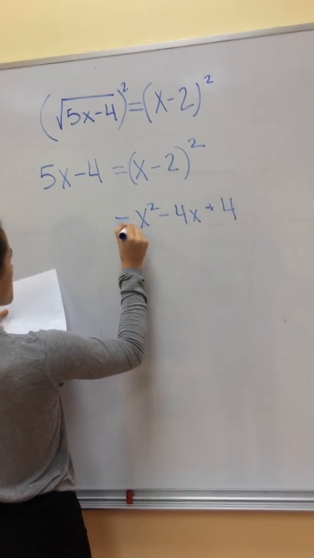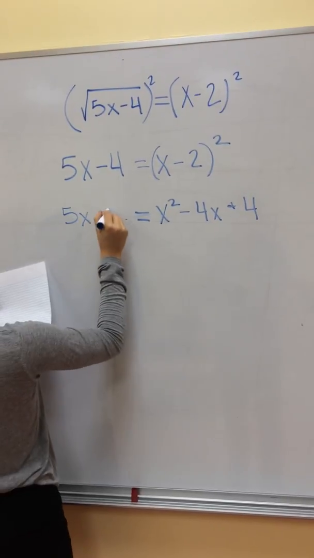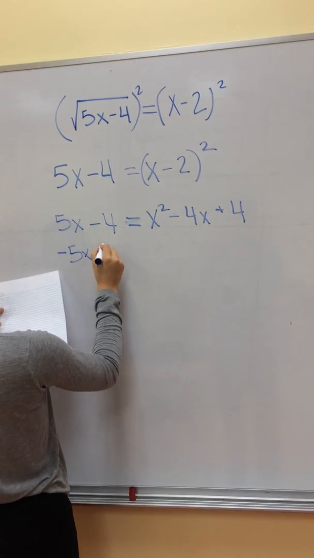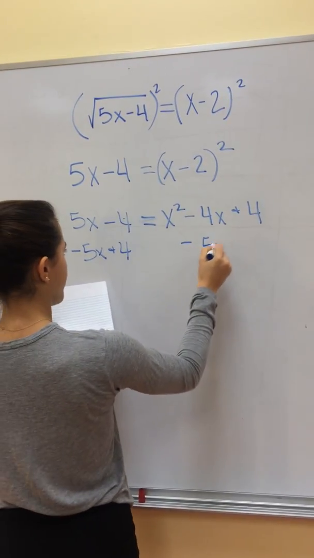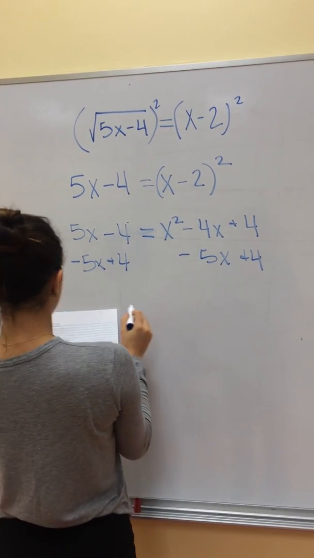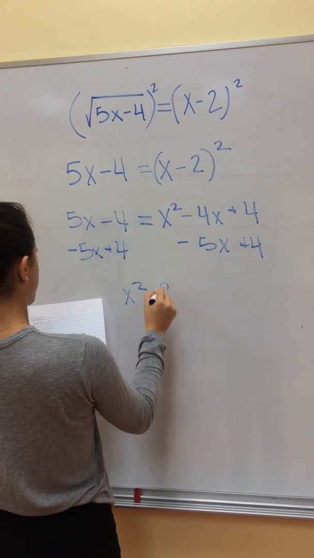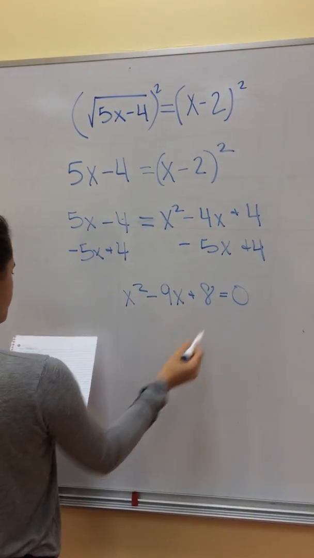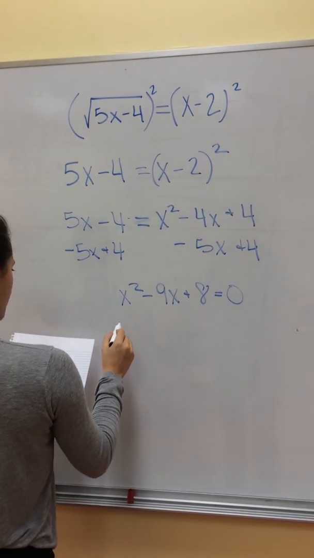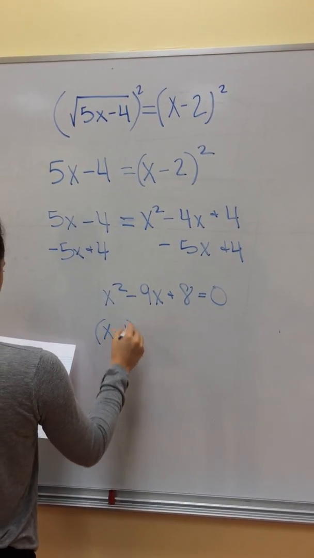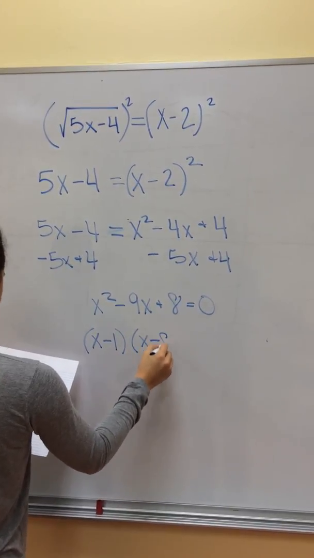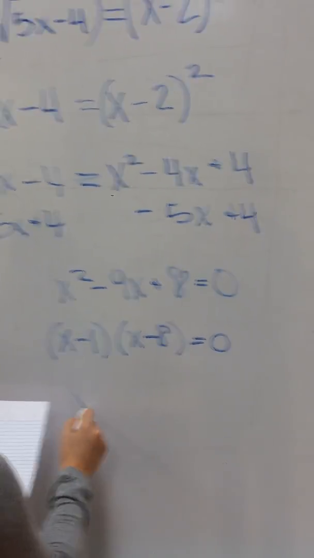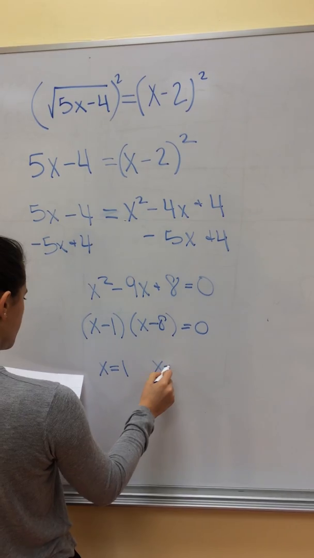equals 5x minus 4. Simplifying, you subtract 5x and add 4. Minus 5x plus 4, it gives you x squared minus 9x plus 8 equals 0. To solve for this, you do key number and you get x minus 1 and x minus 8 equals 0. And you get x either equals 1 or x equals 8.